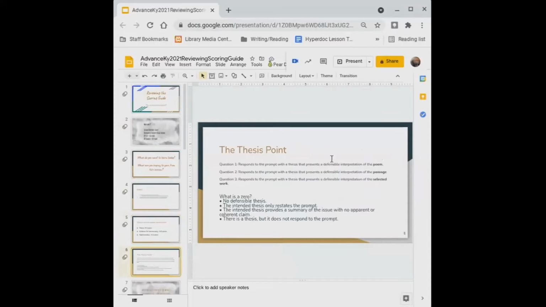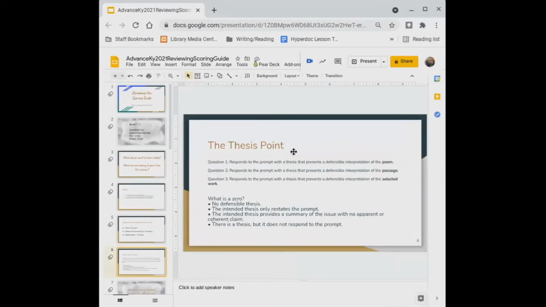All right. So your thesis point, question 1, is where you respond to the prompt with a thesis that presents a defensible interpretation of the poem. I want you to notice that the only thing that's different in terms of the thesis point is one word, really. No matter if you're writing about poetry or a prose passage, you still have to have a defensible interpretation. If you miss that from the beginning, that is going to cause a problem.